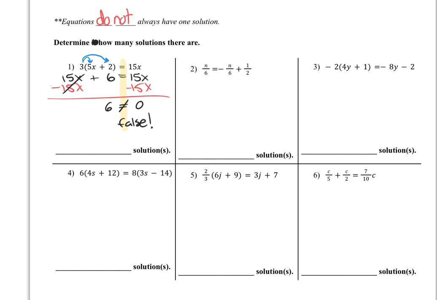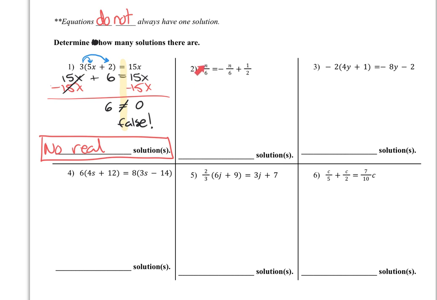When we get a false statement like this, telling me that two numbers that are obviously not the same number are equal, then there are no real solutions. Okay, and they already wrote the word solutions for you. No real solutions. That happens sometimes when we get this false statement.